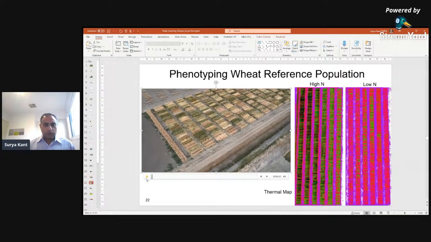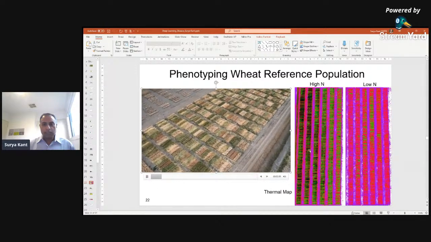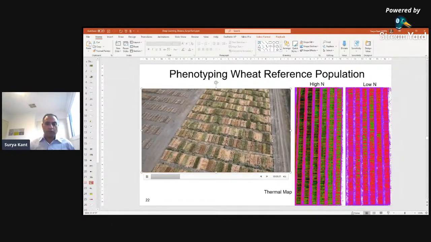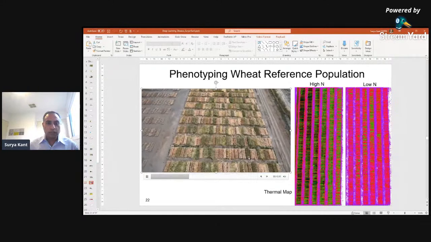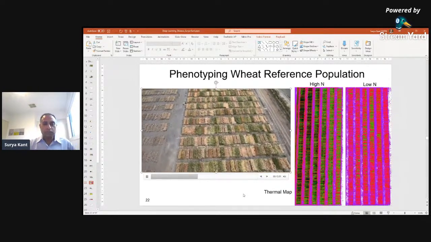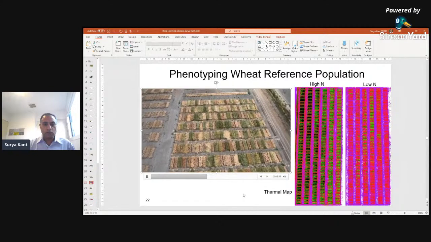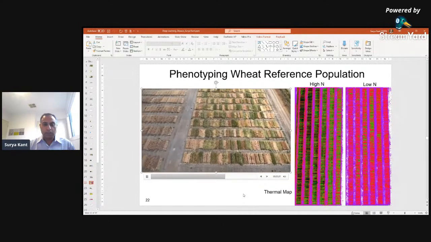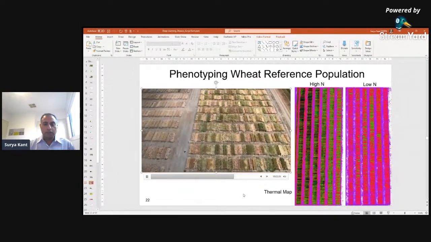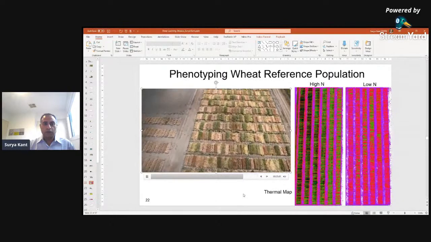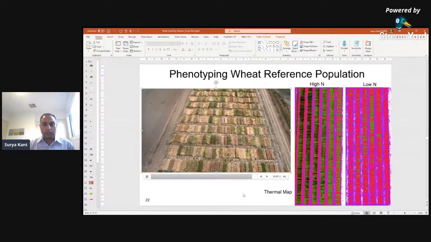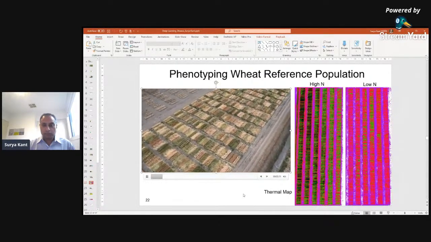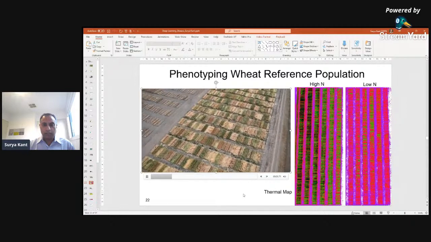So here is the diversity. You can see on the right side the high nitrogen and low nitrogen field trials growing. And in the aerial footage, you can clearly see the diversity of the 600 wheat reference population grown in 3 replicates. It's really interesting and amazing. From that diversity panel, we were able to screen for different rust resistance genotypes and identify the QTL linked to them. That has also been recently published in the TAG journal.